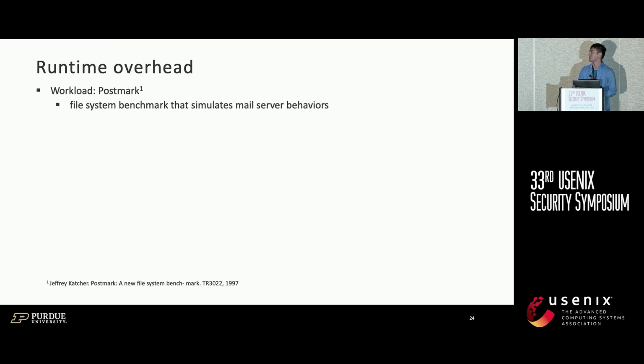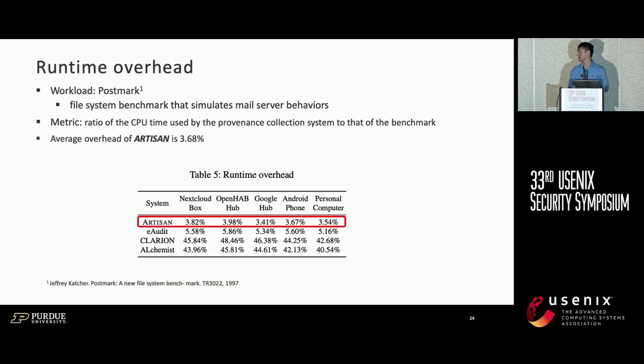We measure the runtime overhead by using a workload called Postmark. This is a file system benchmark that simulates mail server behaviors. The metric is the ratio of the CPU time used by the provenance collection system to that of the benchmark. And here is the result. Our system achieved the best performance in terms of runtime overhead. The average runtime overhead is only 3%, whereas eAudit was 5%, and the rest are over 14%.